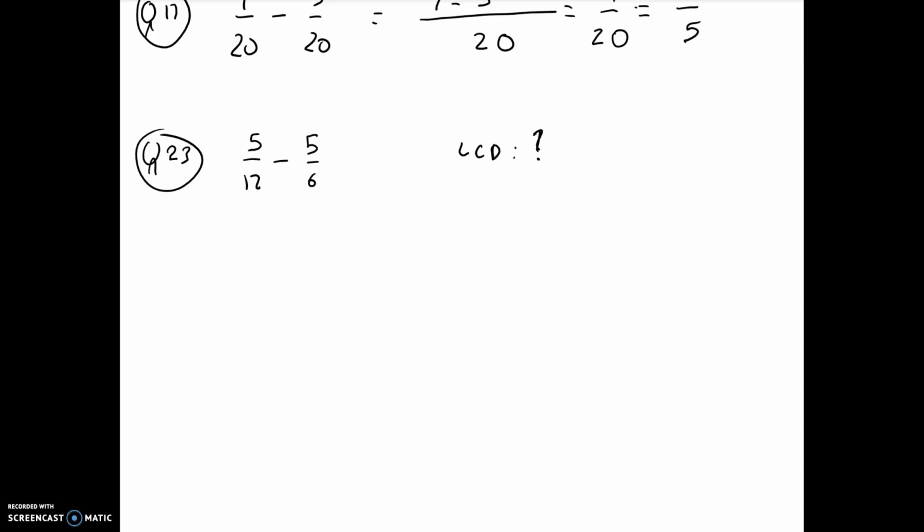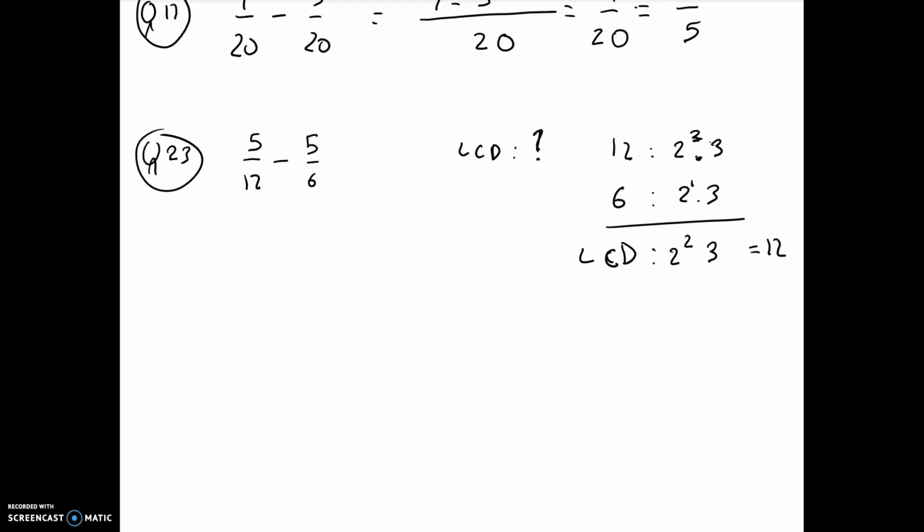To find your LCD, you need to first write each denominator, then completely factorize each denominator into primes, which is 2 squared times 3. This one is going to be 2 times 3. The LCD is the multiplication of each factor with the highest power. I have the factor 2 to the power 1 right here, and factor 2 to the power 2, so I will take factor 2 to the power 2. And in both situations, I have factor 3 to the power 1, so it will be factor 3. So obviously, my LCD is going to be 12.